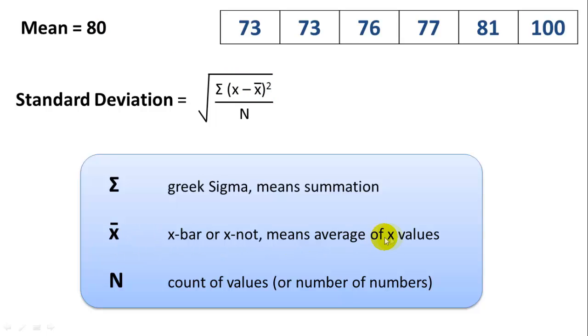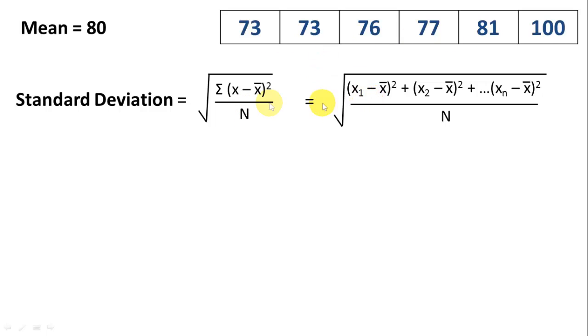X bar is the mean, or the average. It's also sometimes called x naught. And n is the count, or the number of numbers. In our case this is 6. Another way we can spread this out, we can take the sigma out and we can say x1, which is 73, minus the average squared, plus x2, which is also 73, minus the average squared, plus etc. for each one of these numbers in our data set, divided by n, the number of data, 6 in our case. We've expanded the formula by removing the sigma.